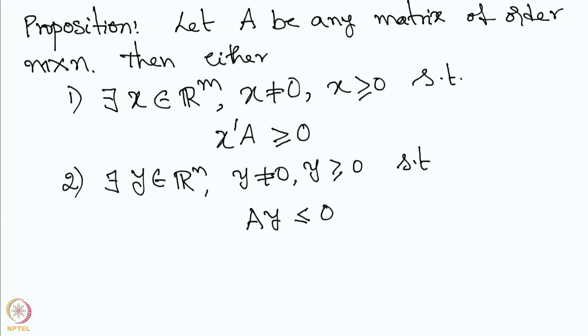So, what this proposition is saying is that given any matrix of order m by n, there will be either a point x in Rm which is non-negative, all the coordinates of x are non-negative and it is strictly different from 0, such that x transpose A is greater than or equal to 0, or there will be a y in Rn, again with non-negative coordinates and different from 0, so that Ay is less than or equal to 0. One of these always holds. So, let us prove this fact.